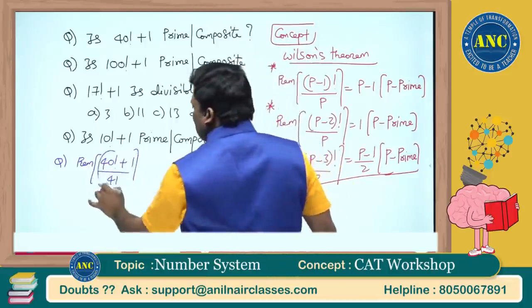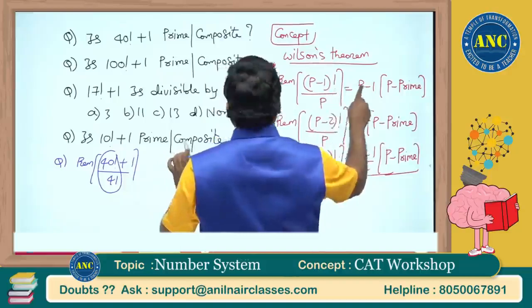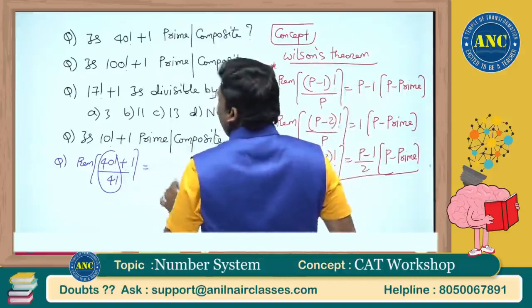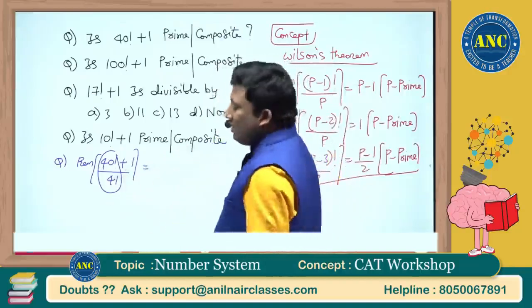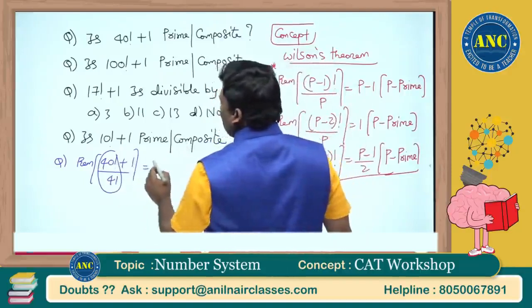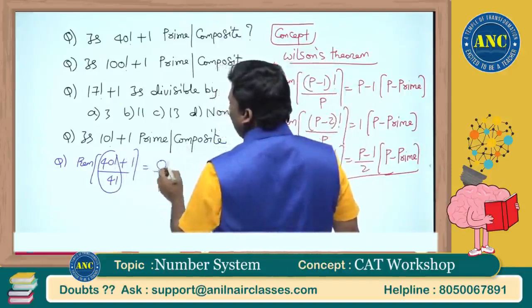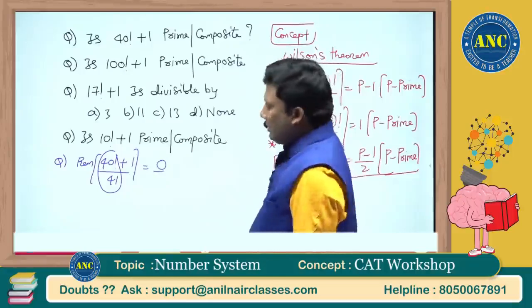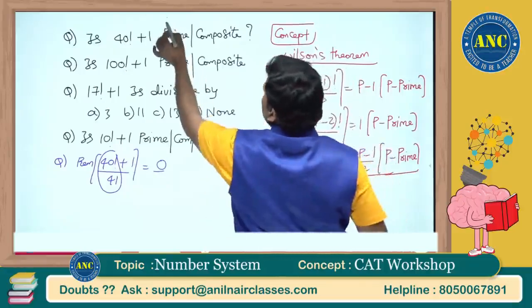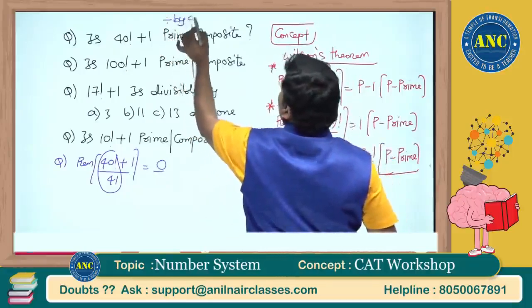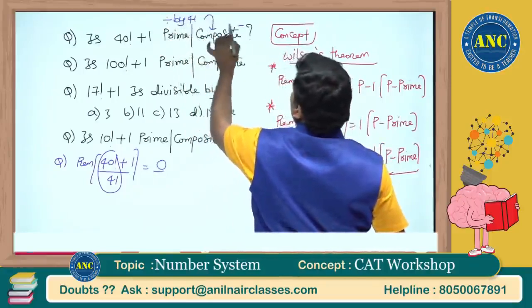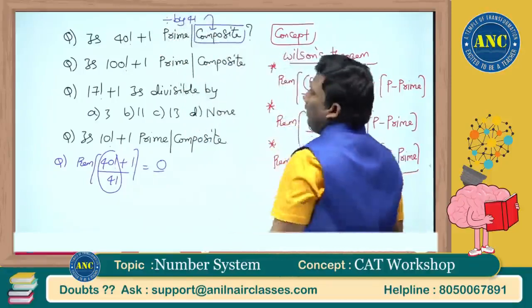So (p minus 1) factorial divided by p leaves remainder p minus 1, where p is a prime number. 41 is a prime number. 41 minus 1 is 40, and 40 factorial plus 1 is then 41 minus 1 plus 1, so the remainder is 0. That means this number is divisible by 41. If it is divisible by 41, how can it be a prime number?